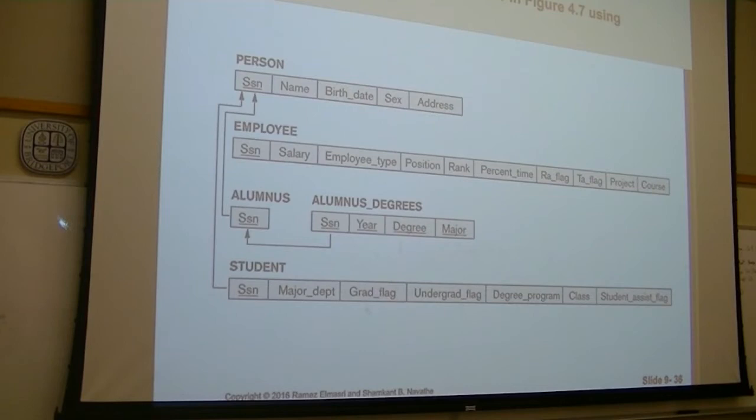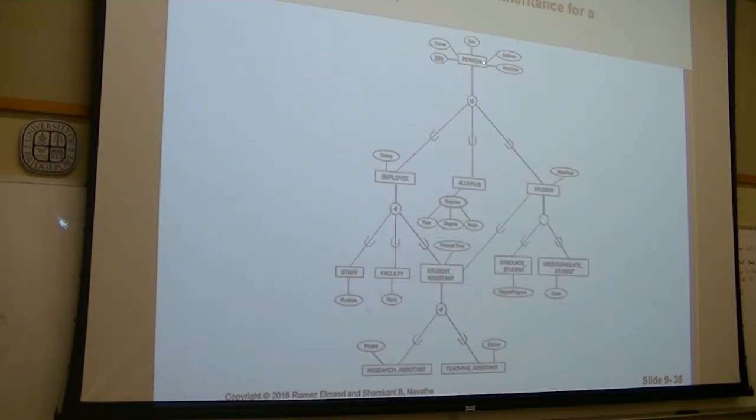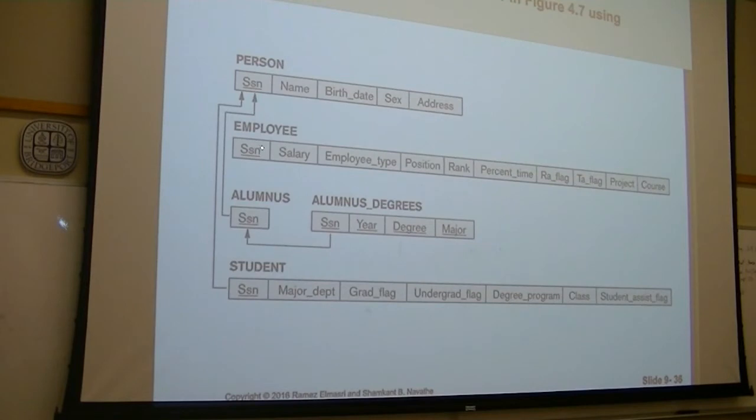Option 1. So that means person, 1 table. Employee, 1 table. Alumnus, 1 table. Student, 1 table. As you can see here, there's also a missing foreign key. SSN should go to here, right? There's a mistake. So you need to add the foreign key of the employee to the person, SSN to SSN, like this one. Okay? So the first option is selected.